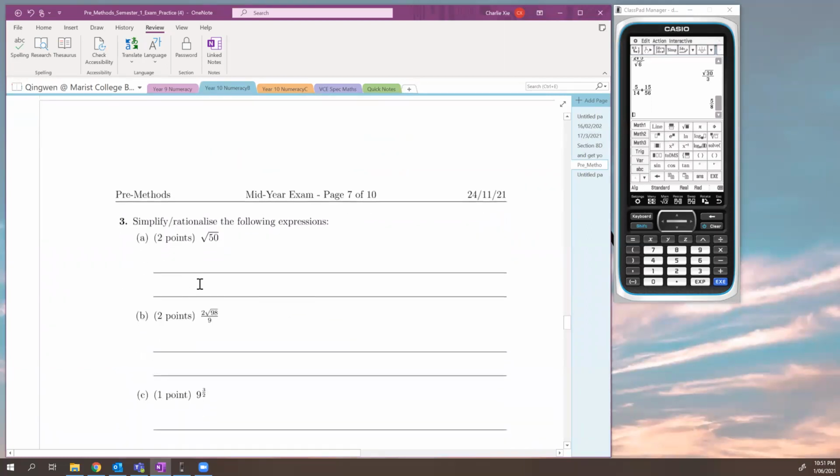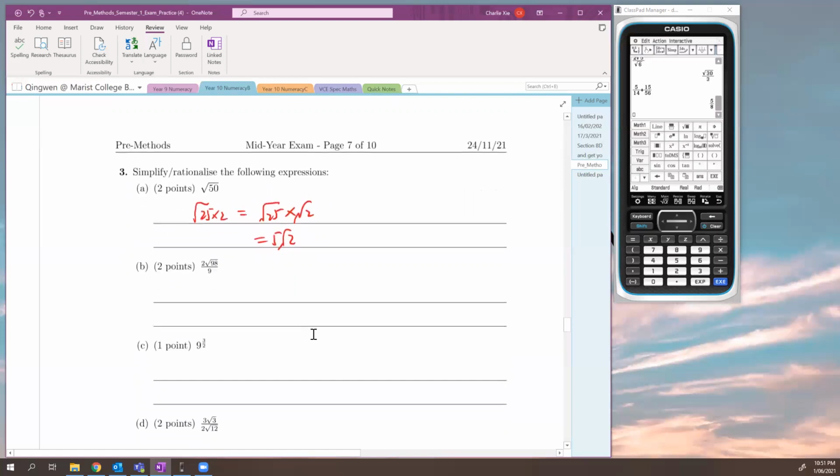Okay. Question 3. Simplify, rationalize the following expression. If you see 2 points, you gotta show working out. So 50, you could think of 25 times 2. So that's square root of 25 times square root of 2, which is 5 root 2.